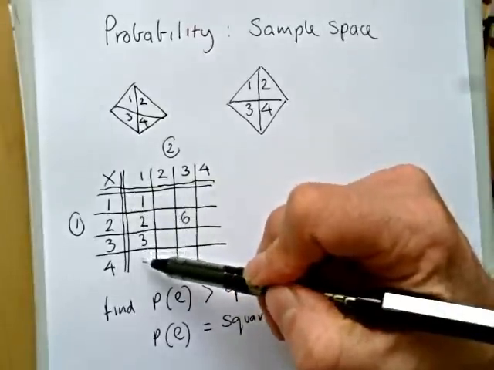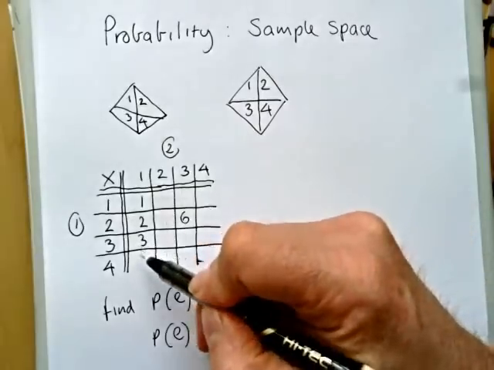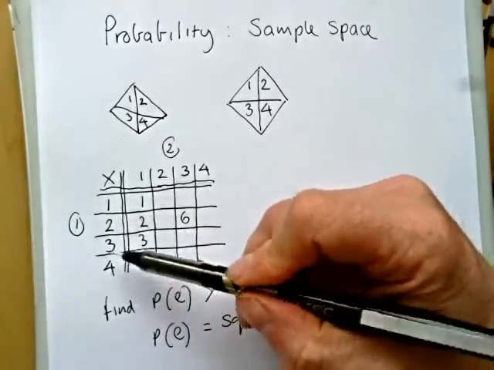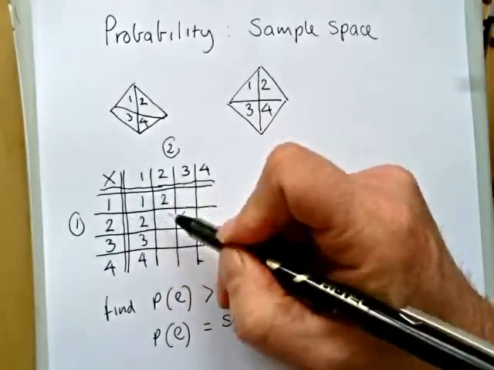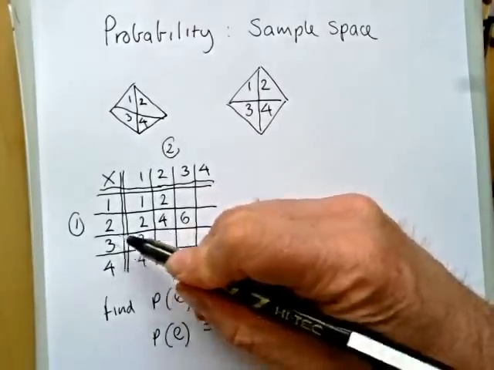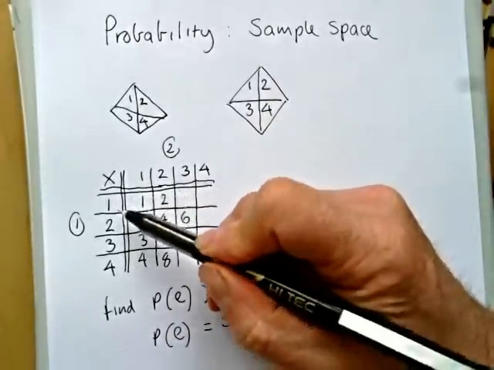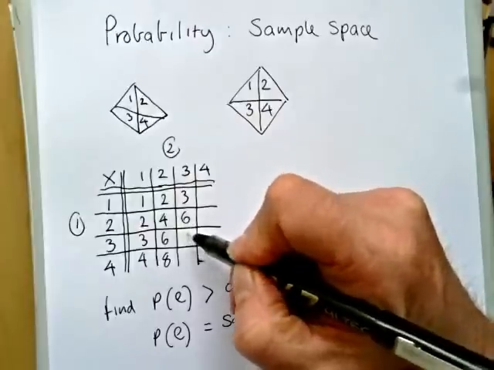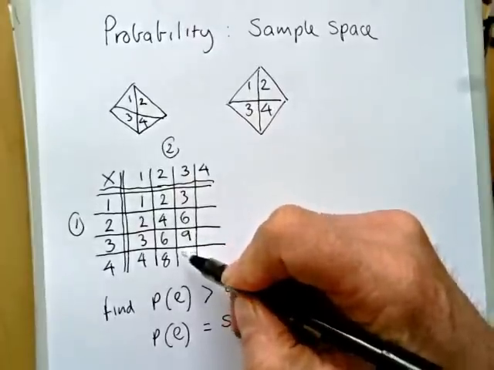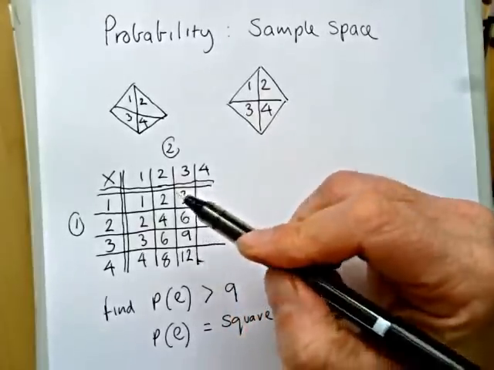I'm going to finish off this column first. That's 4 times 1, which will be 4. Then I move on to the second column: 1 times 2, 2 times 2, and 3 times 2, I'm doing the 2 times tables here. Then on to the 3: 1 times 3, 2 times 3 is 6, 3 threes are 9, 4 threes are 12, and that's that column completed.